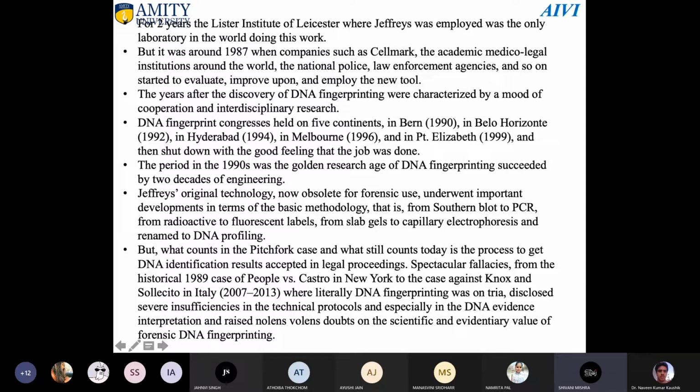But these cases also revealed that some severe insufficiencies exist. When you say that two individuals are the same, the margin of error is very little. So you need to go further for technical advancements and technical protocols, especially for DNA evidence and while interpreting it, and you must eliminate all the doubts. Only then can you use DNA fingerprinting as legally acceptable evidence.